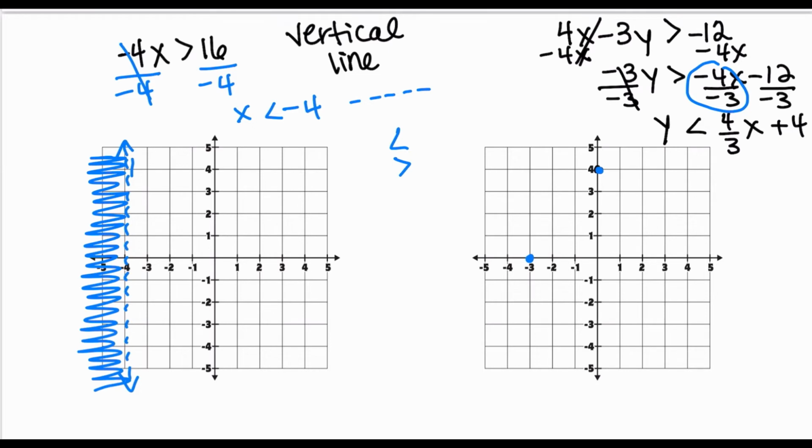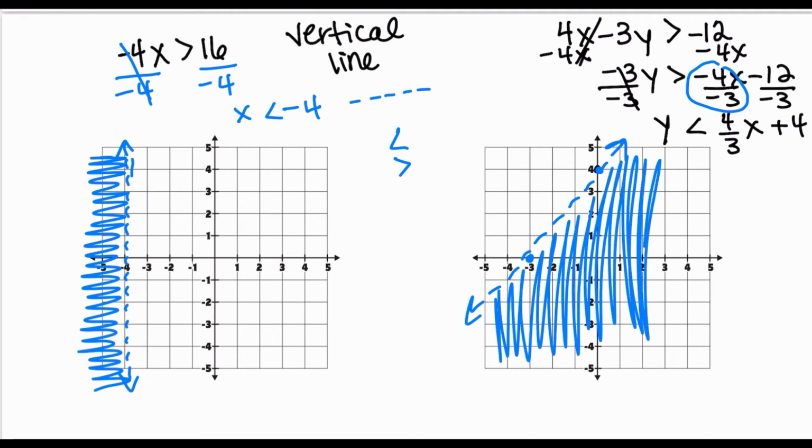Remember to stop and think, is it dotted or solid? In this case, it's going to be a dotted line. And then you have to ask if you're going to shade above or below. As long as the y is on the left-hand side, here it says less than. So that means that I'm going to shade below the line. So I'm going to shade everything here that's below the line. And that's going to be my answer.